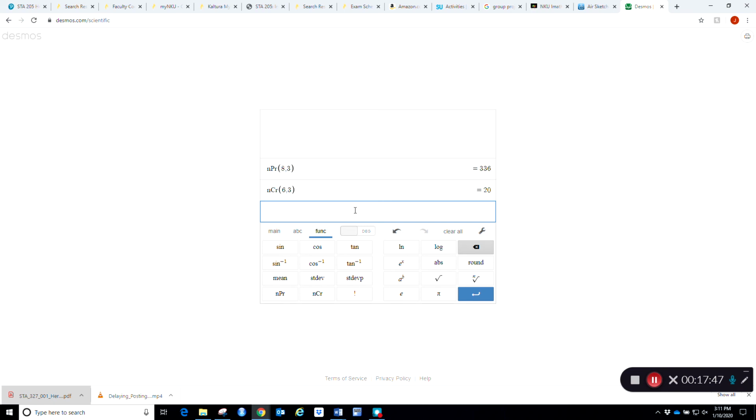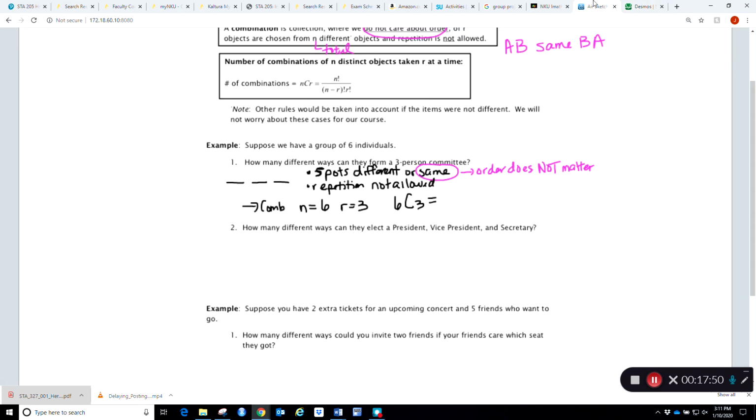And we're going to get 20 for our answer. Now instead, suppose I want to figure out how many ways they could elect a president, a vice president, and a secretary. So again, 3 spots. Asking myself that same question, are the spots the same or different?